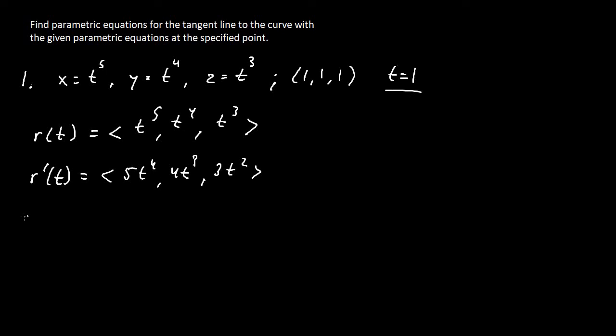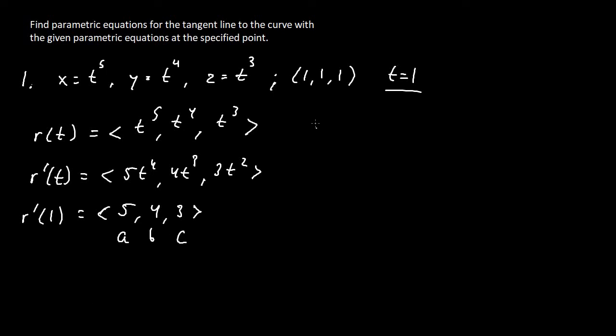So if we go ahead and plug in 1 here for t, so r prime of 1 is going to equal, in component form, 5, comma 4, comma 3. So that is going to be the tangent line at the specific value of 1. So this will be our vector that represents its components a, b, and c.